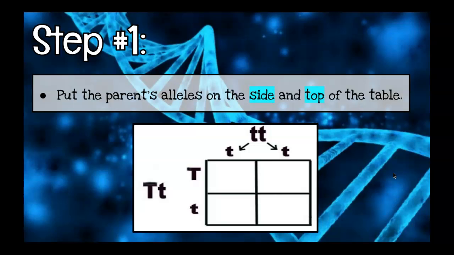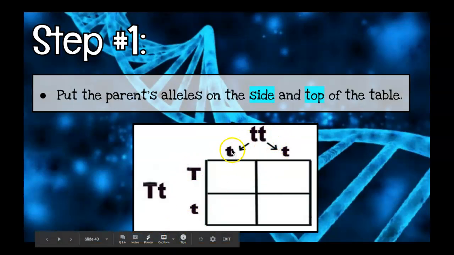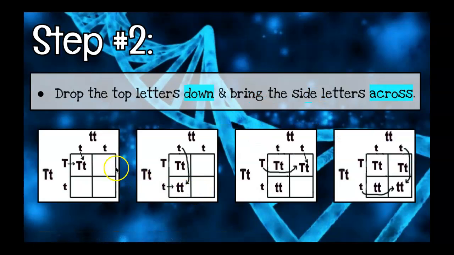Step number one, like I said, put the parents' alleles. One goes on top, one goes on the side. So that's like saying mom is little t little t and dad is big T little t. Doesn't matter which one you put where, just put one on the top, one on the side. Then you drop the top letters down and the side letters come across. So like you see in this one, you were to drop a little t down and a big T across, that would fill in this box of big T little t.